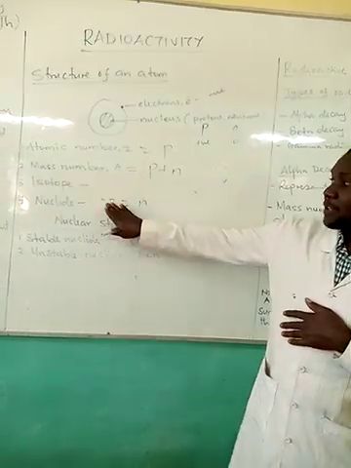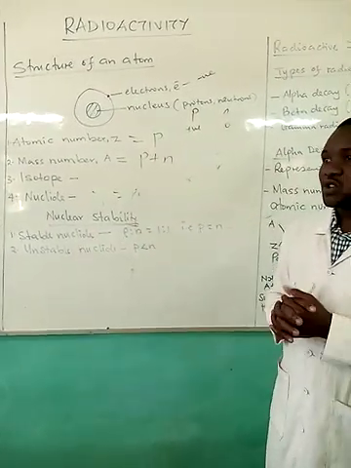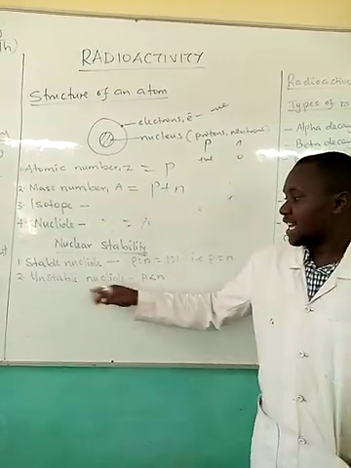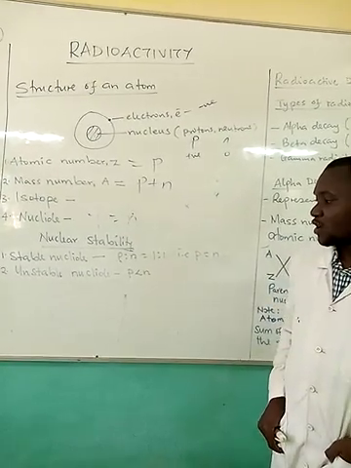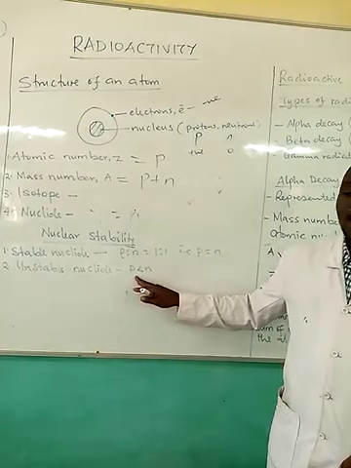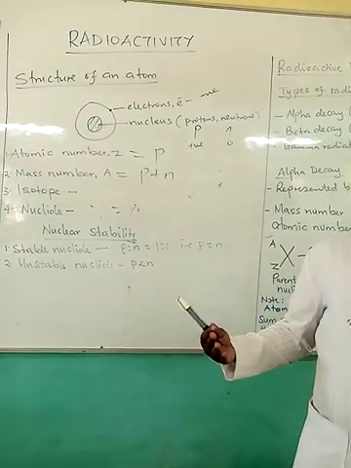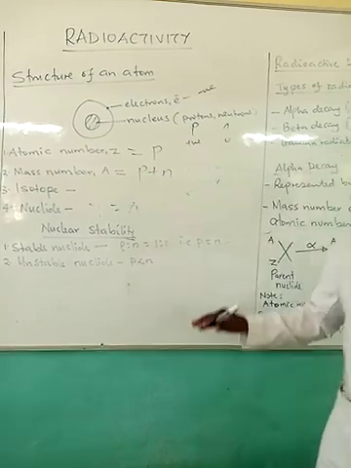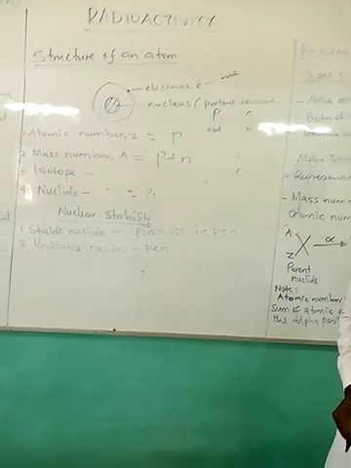But in a case whereby the protons are not equal to neutrons, we say that it is unstable. In most cases, an unstable nuclide is a nuclide whereby the number of neutrons is more than the number of protons. When the number of neutrons is more than the number of protons, we call that an unstable nuclide. And an unstable nuclide will try to achieve stability. And how does it achieve stability? It achieves stability by undergoing a process that we call radioactive decay.